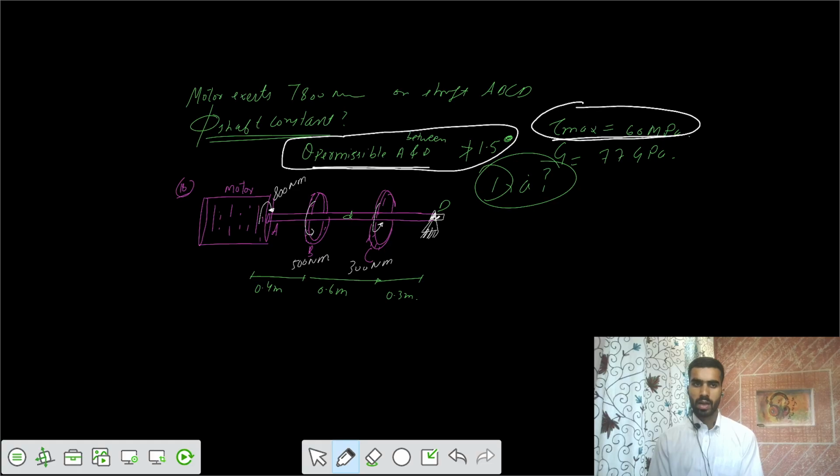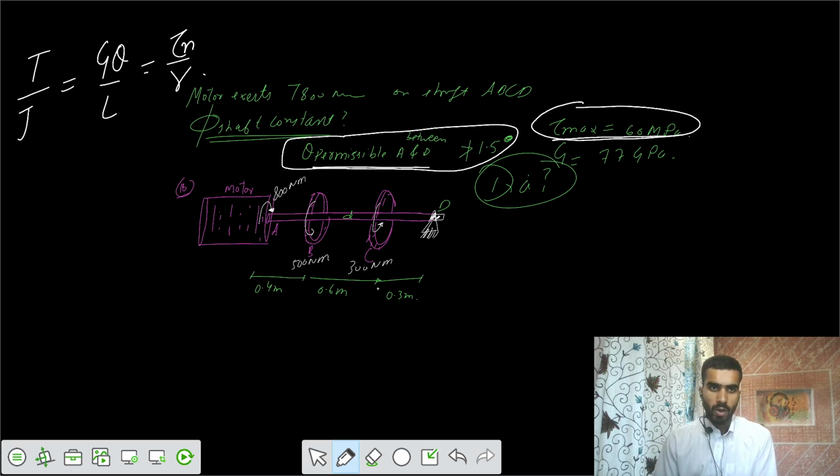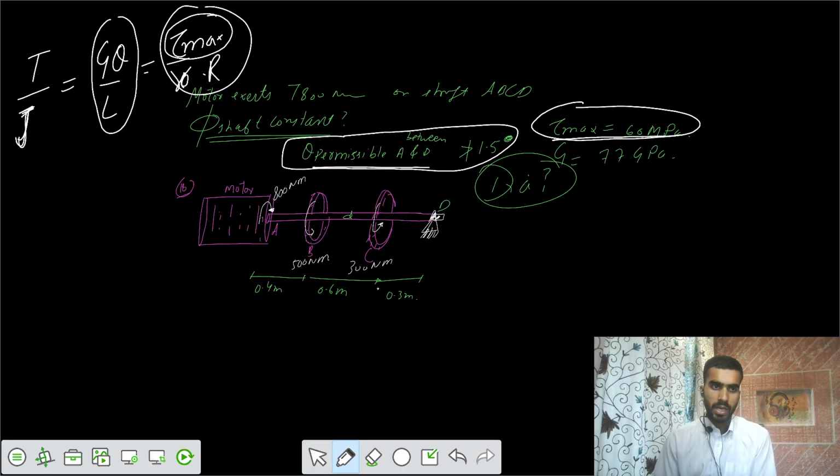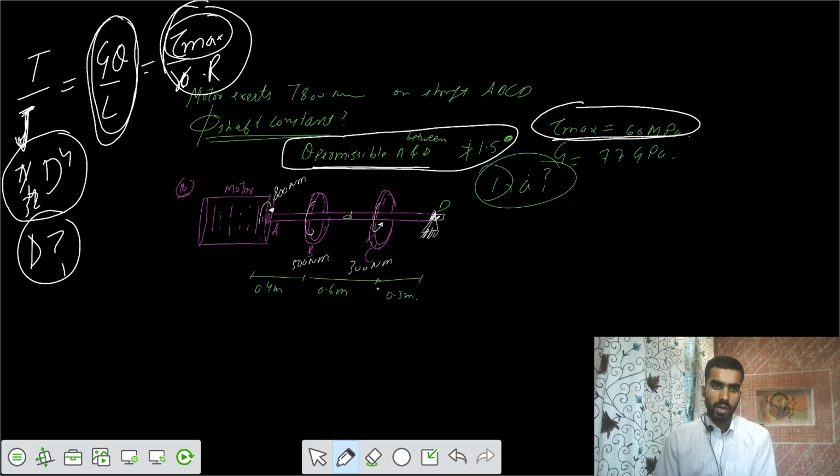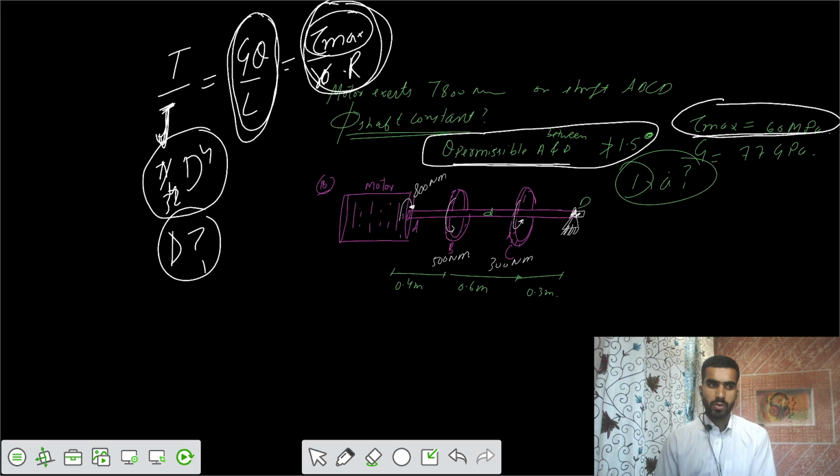Based on the equation, we have T/J = Gθ/L = τ/R. For the diameter, we can either take τ max, or we can compare the torque with the other part of the equation, because we need the diameter, which is in the equation of J, that's π/32 d^4. So you can calculate either with respect to Gθ/L, or with τ max/R. You have two different options. Let's see which one gives you stable results.